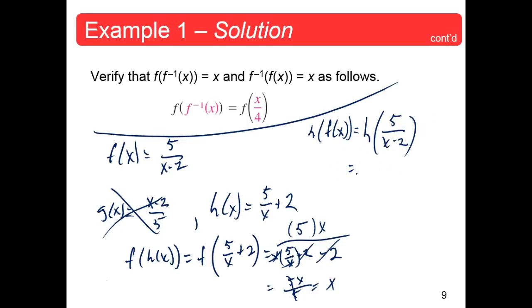And what does the h function tell you to do? Write down the number 5, divide it by what's in the parentheses, which is 5 over x minus 2, and then add 2 to that. Okay. What would be a suggestion here?